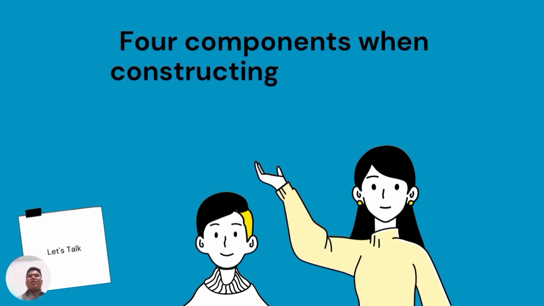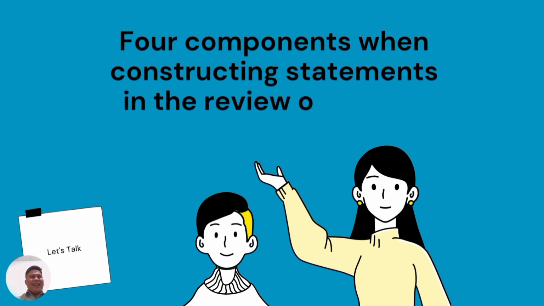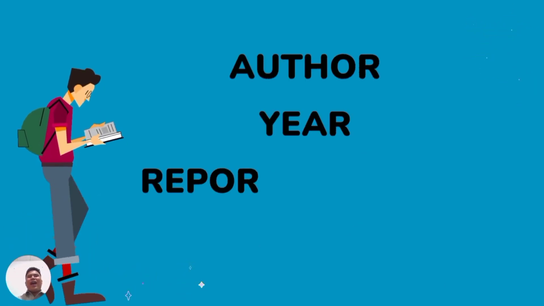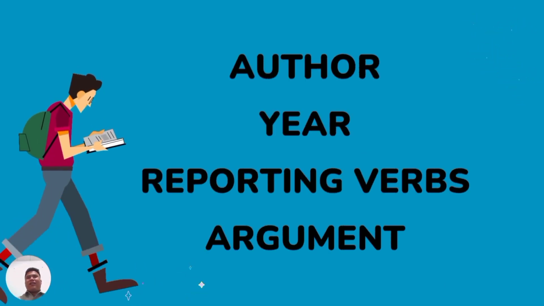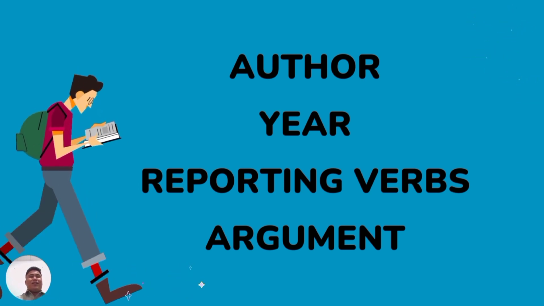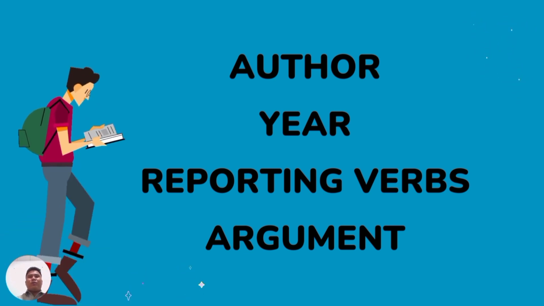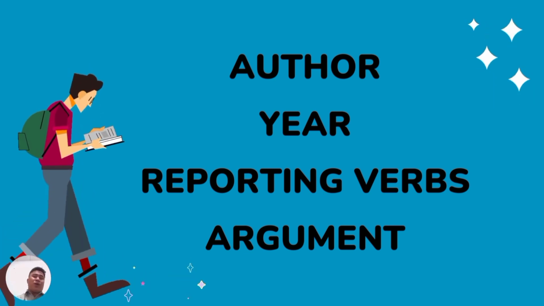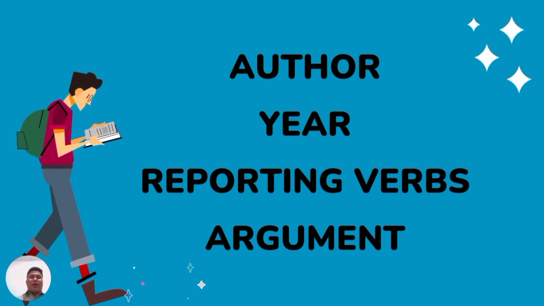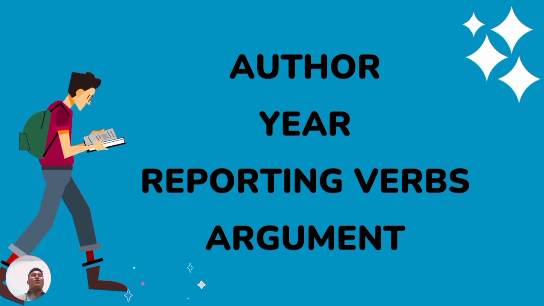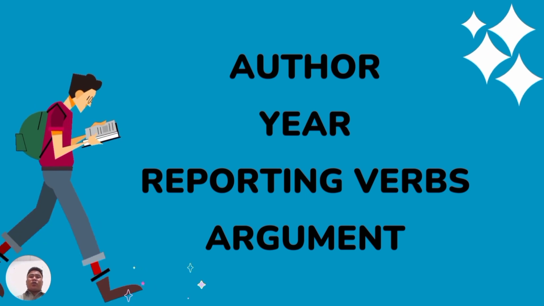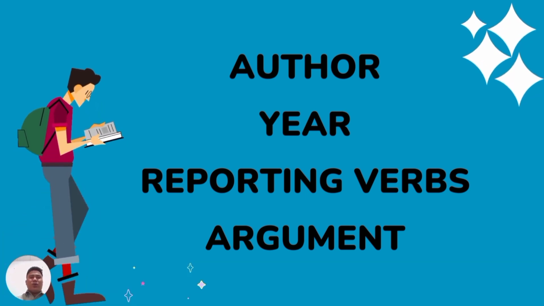There are 4 components when constructing statements in the review of related literature, our chapter 2 in our research. We have here the author. The author is the person who created that research. The year when it was published, much better if the research is 10 years ago or below. The younger, the better. The reporting verb is the verb that we use in introducing a particular research. The argument is what the researcher discovers and argues in relation to your research.